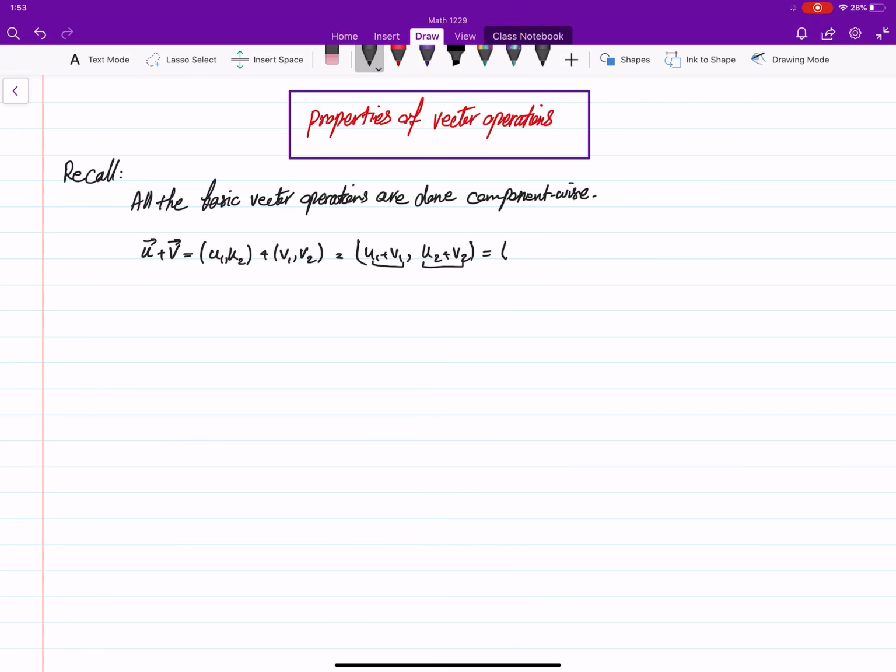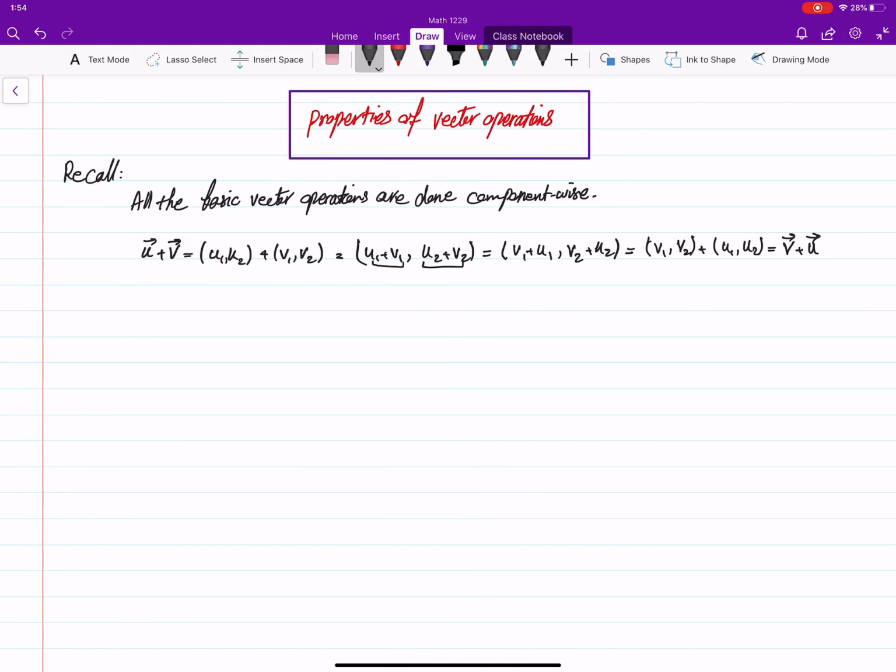And you know that while you're adding two numbers, the order doesn't matter. 2 plus 3 is same as 3 plus 2. So here it means that I can switch this order, v1 plus u1, v2 plus u2, and then I can separate this as vector addition of v1 v2 added to u1 u2, in other words vector v plus vector u.